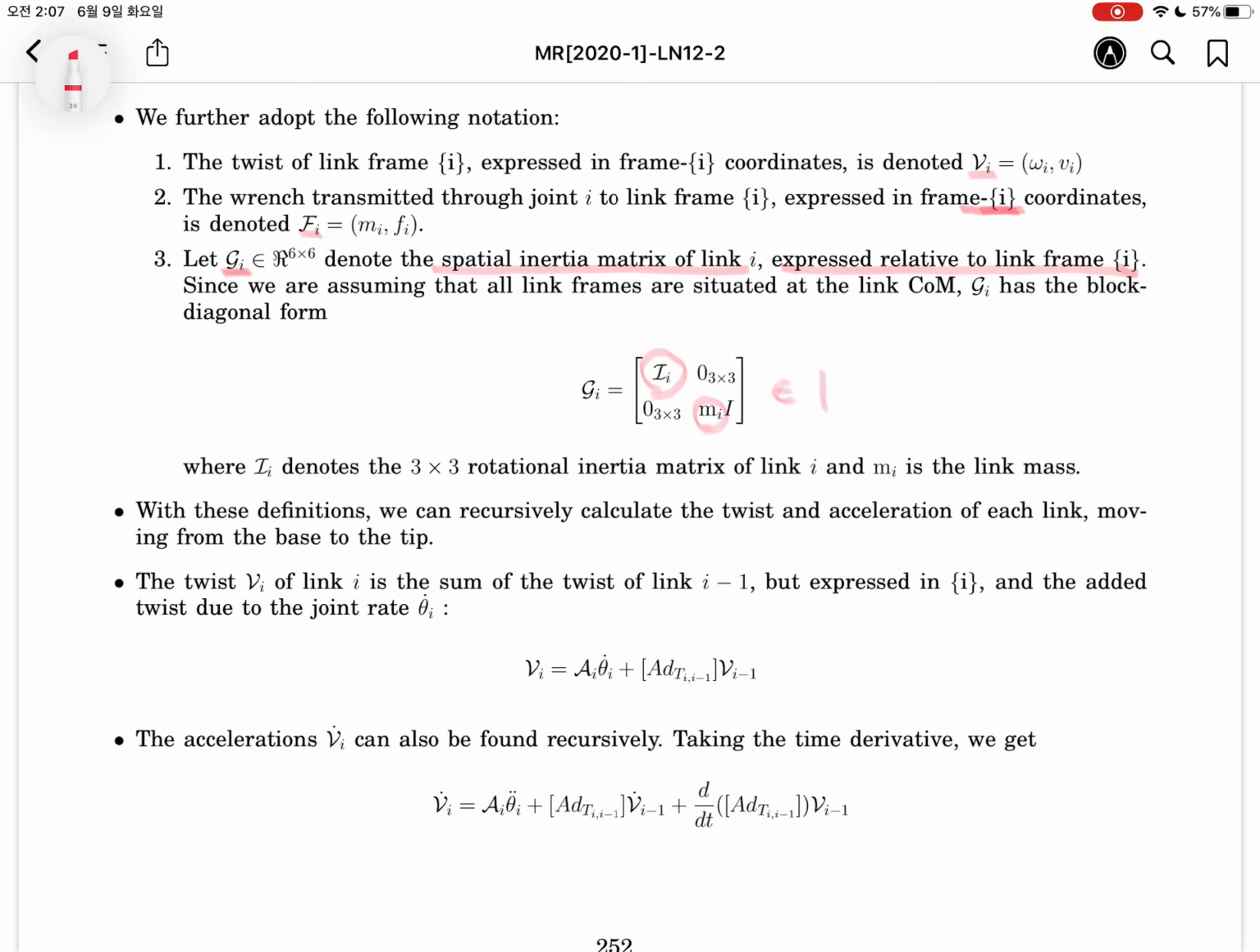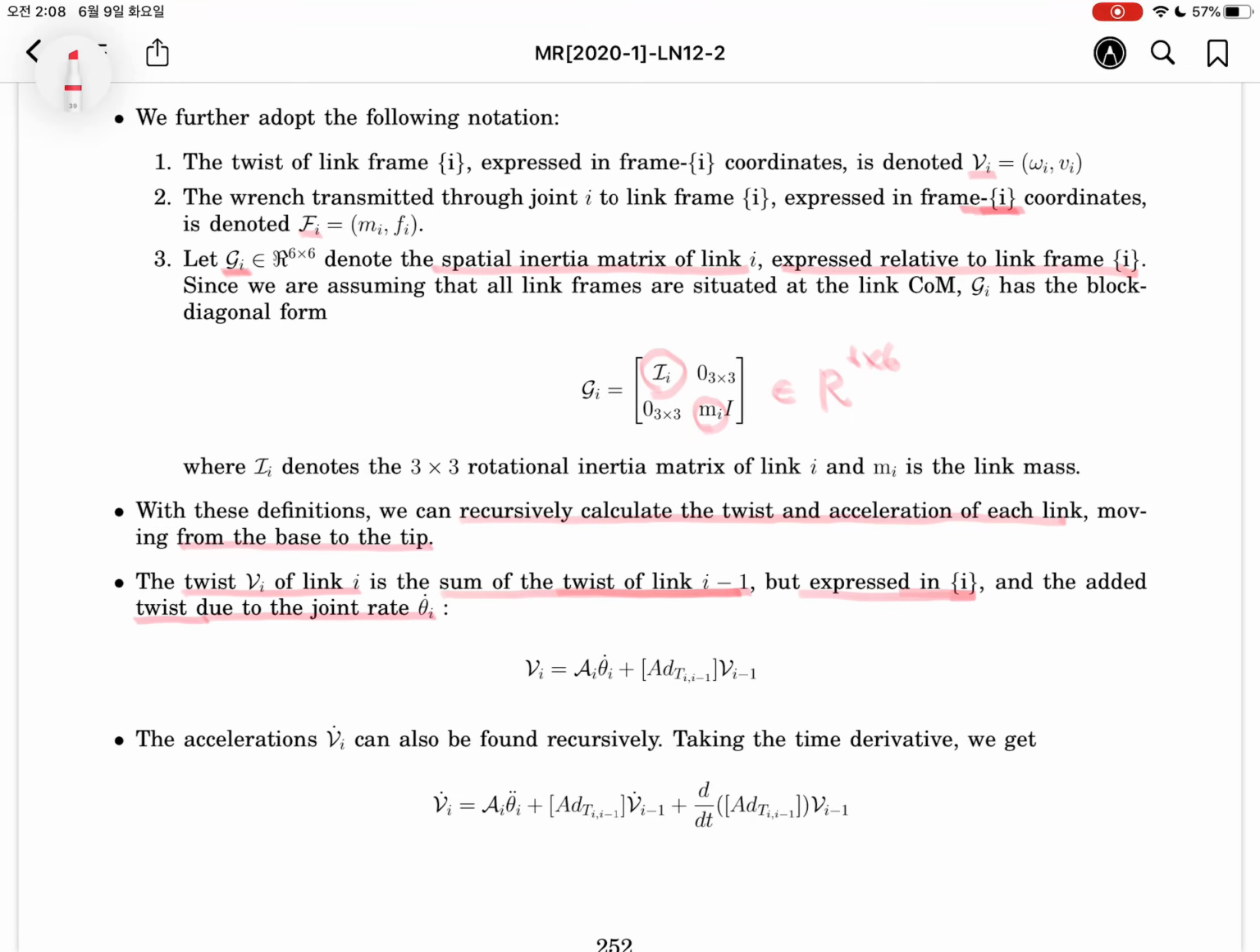So G_i will belong to R^(6×6). With these definitions, we can recursively calculate the twist and acceleration of each link, moving from the base to the tip. The twist V_i of link i will be the twist of link i-1, but it should be expressed in terms of the i frame, so the adjoint map is required to change the coordinates. And another twist should be added due to the joint velocity θ_i dot.